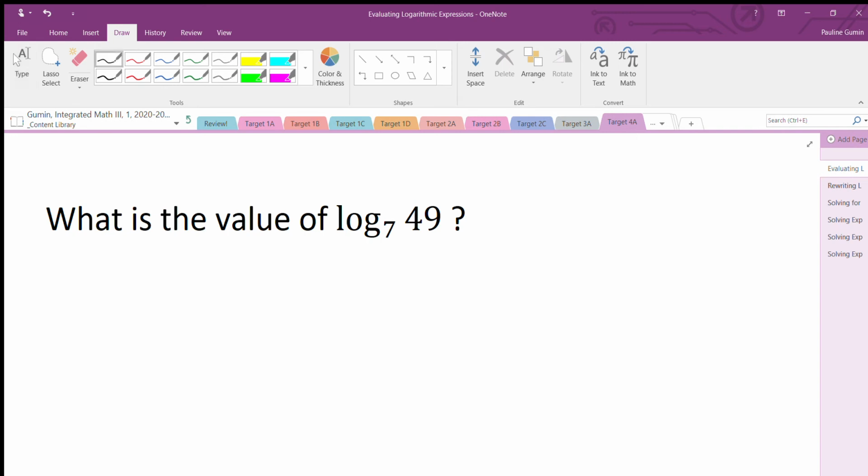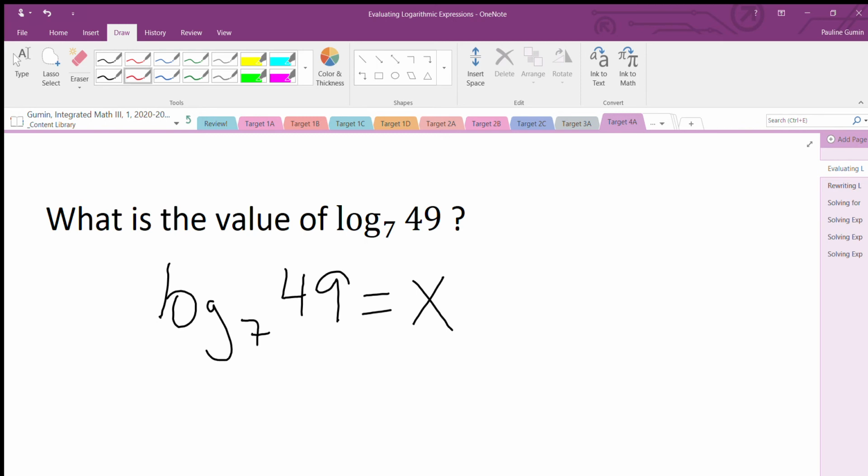Well, I'm going to rewrite this as an equation. Log base 7 of 49. Now you really have two options. One, plop this into your calculator. You'll get your answer. Two, let's rewrite this as an exponent, just to practice. 7 is still our base, and we're going to do clockwise. So 7 to the power of x is 49.